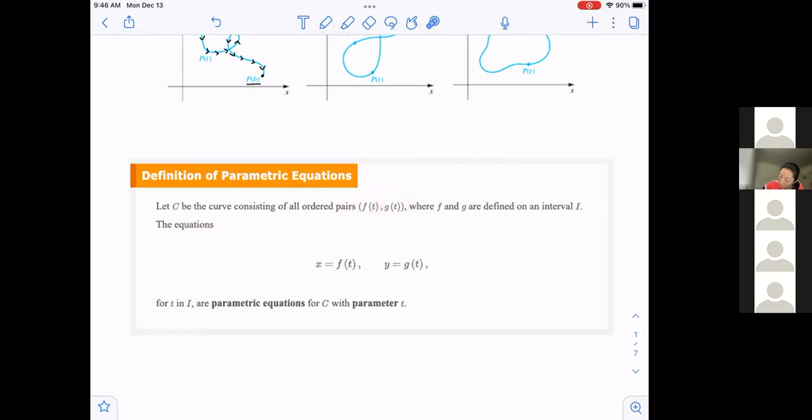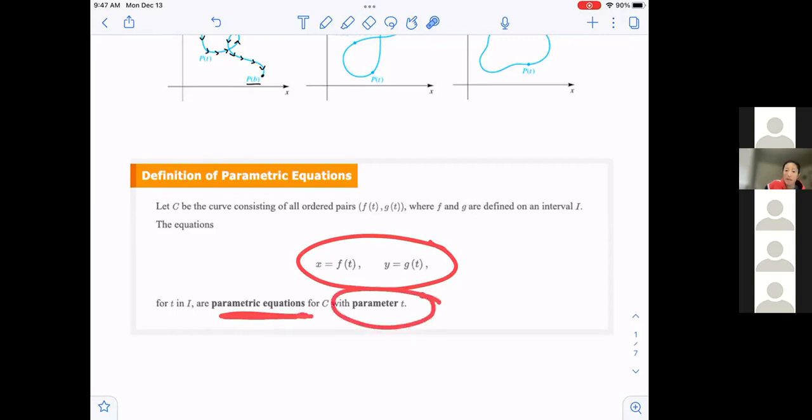Okay. And so in this case, we have C be the curve consisting of all ordered pairs f of t, g of t, where f and g are defined on an interval, okay? But what is the parametric equations part? It turns out that the f of t and g of t, those are the things that we call parametric equations. And they're called parametric equations because we're involving this parameter t, all right?